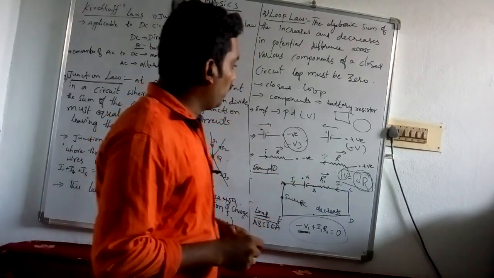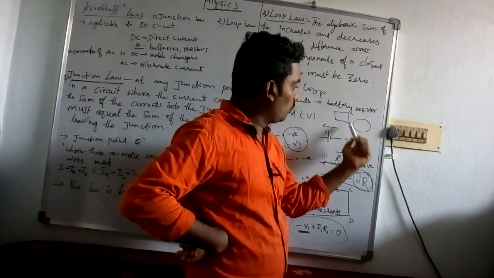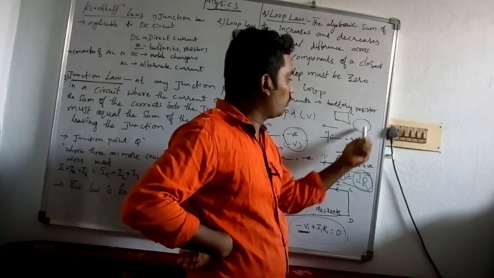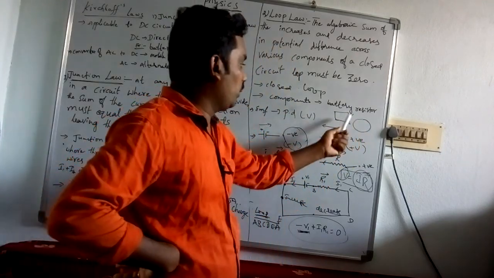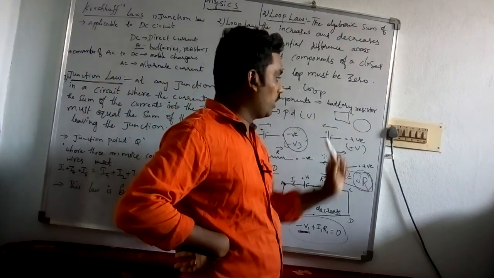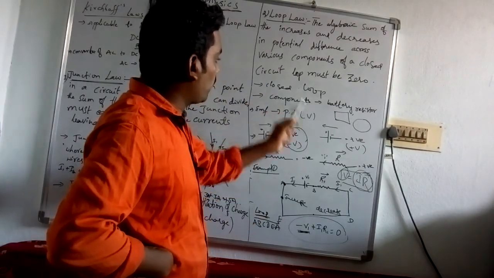Closed loop means we are going to take a closed shape: a circle is closed, and a rectangle shape too. These are closed loops only. In this circuit diagram we are going to take a rectangle or square shape. Here, in the closed loop, what are the components?